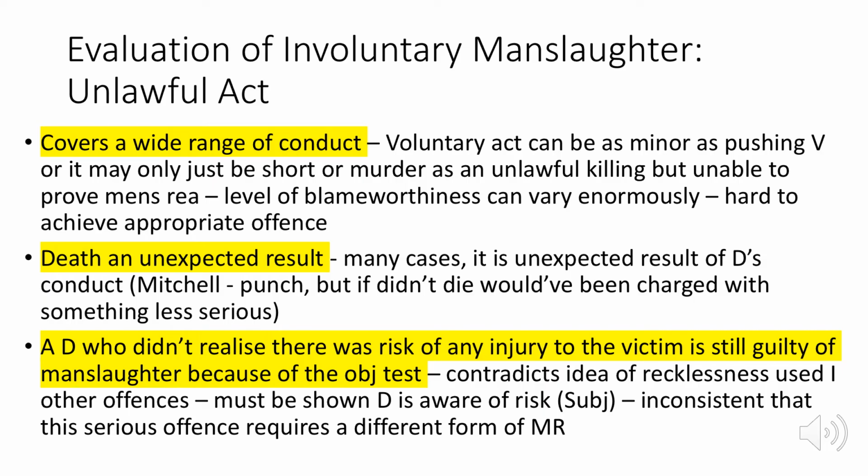The death is an unexpected result. In many cases, it is an unexpected result of D's conduct. So, as in Mitchell, a D who didn't realise there was a risk of injury to the victim is still guilty of manslaughter because of the objective test. This contradicts the idea of recklessness used in other offences. It must be shown D is aware of the risk. It's inconsistent that this serious offence requires a different form of MR.